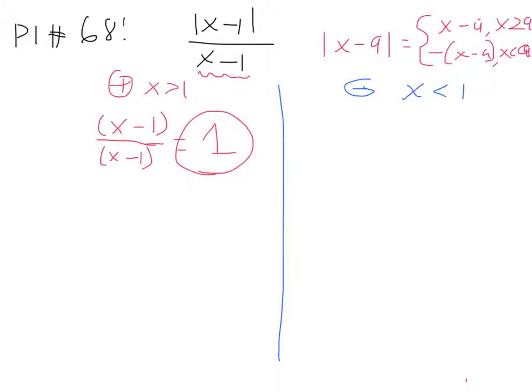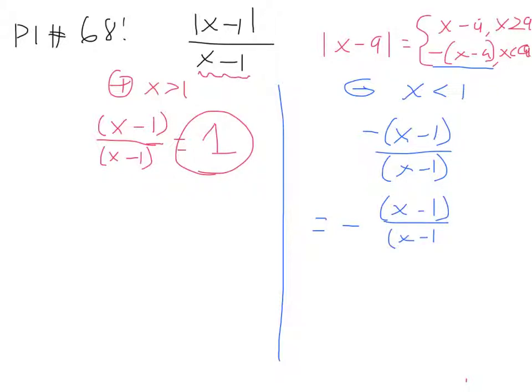Okay. But what happens if x is less than 1? If x is less than 1, then we're in the minus x minus 1 part. Okay? So now, since I have a negative on the top and I don't have a negative on the bottom, this entire thing can be treated as negative of x minus 1 over x minus 1. And now this fraction again is a 1, but it has a negative in front of it, so this whole entire thing is negative 1.